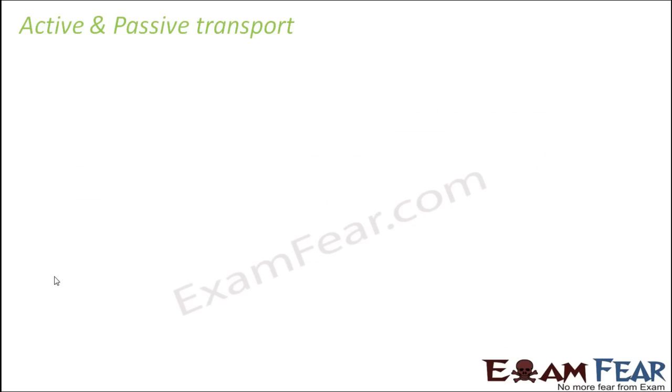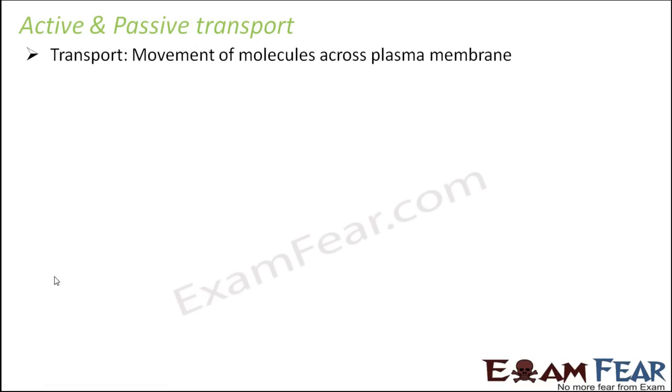So now that we have discussed the types of diffusion, let us quickly talk about active and passive transport. Now when we talk about transport in terms of diffusion, basically there are two modes of transport, active transport and passive transport. So first, let us try to define transport in simple words. It is nothing but movement of molecules across the plasma membrane.